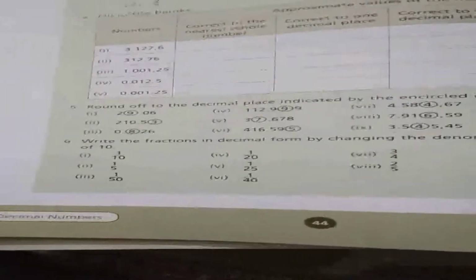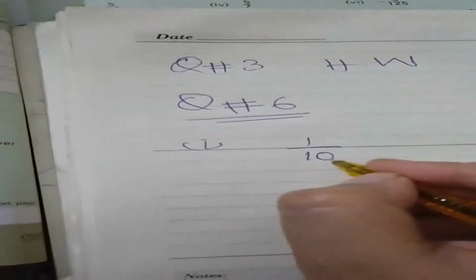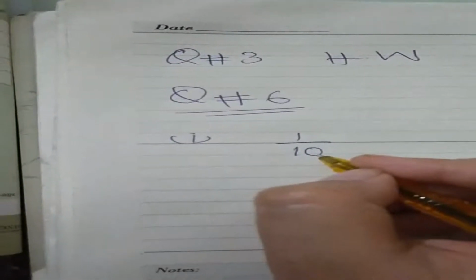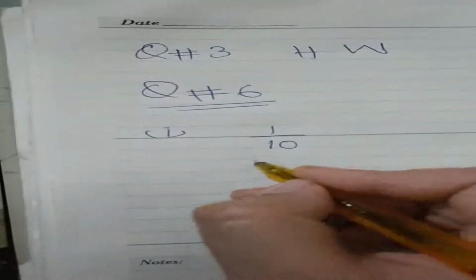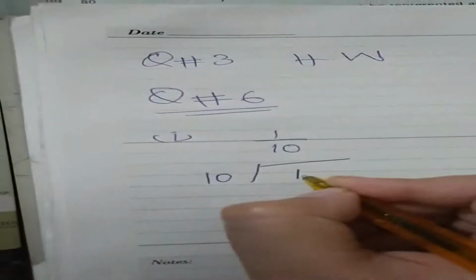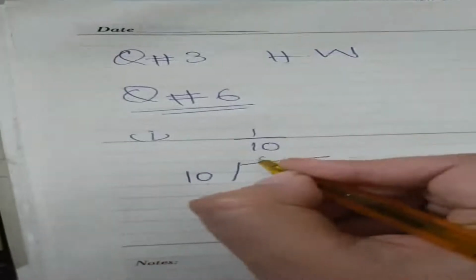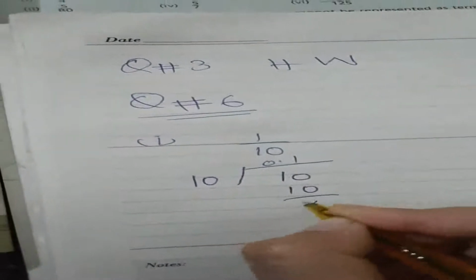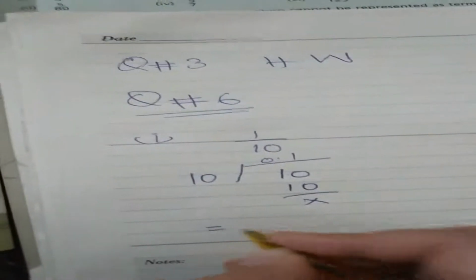So I am going to solve its first part. The first part is 1/10. Here the denominator is already a power of 10, so there is no need to convert it. Just divide it and you will get the answer in decimal form. I am putting the numerator inside and the denominator outside. As 1 is smaller than 10, 1 will not come in the table of 10, so I put 0 here. 10 ones are 10. So when you convert 1/10, you will get the answer in decimal.